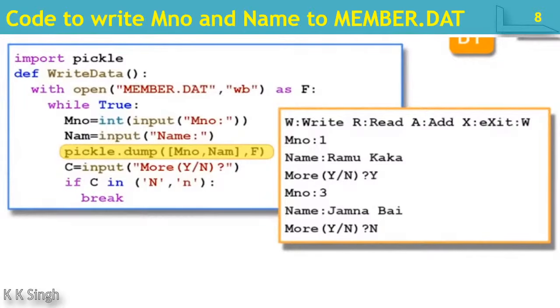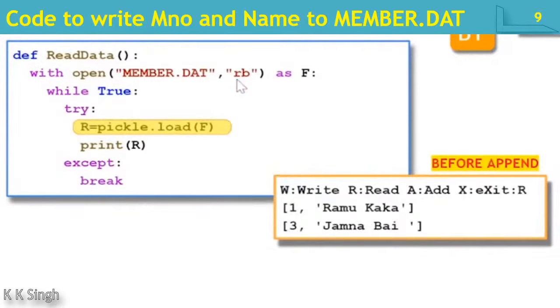Okay, so now next, code to read, not write, read mno and name from member.dat. So I am going to, sorry, I will change this here, otherwise there will be a problem.